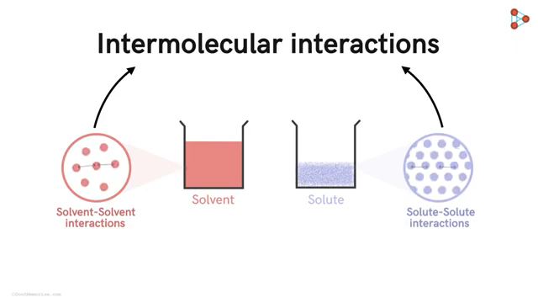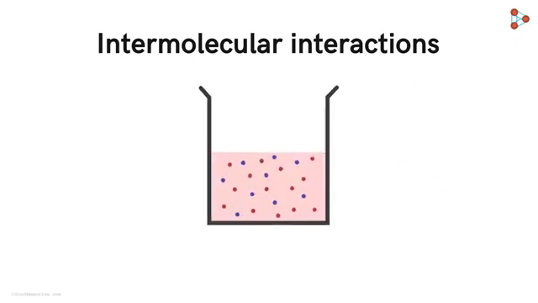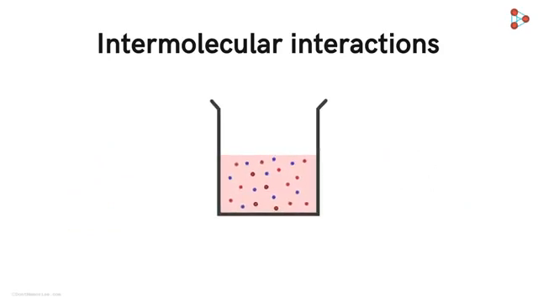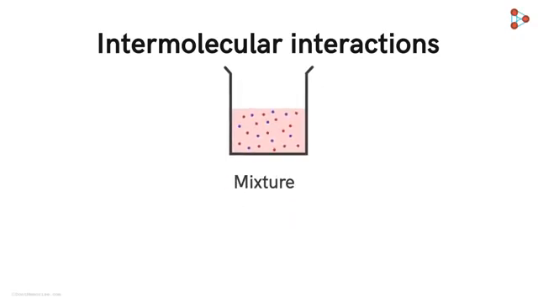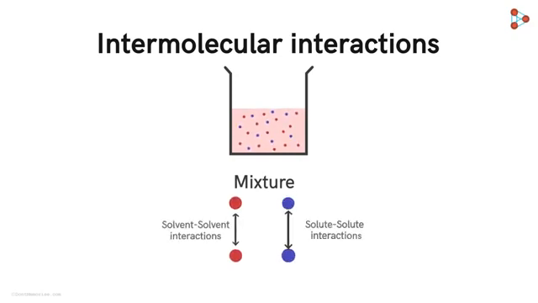Now, let's try to mix the two substances. We can see that here the solvent molecules and the solute molecules will get a chance to interact with each other. So in the mixture, there will be three kinds of interactions: solvent-solvent, solute-solute, and solvent-solute.